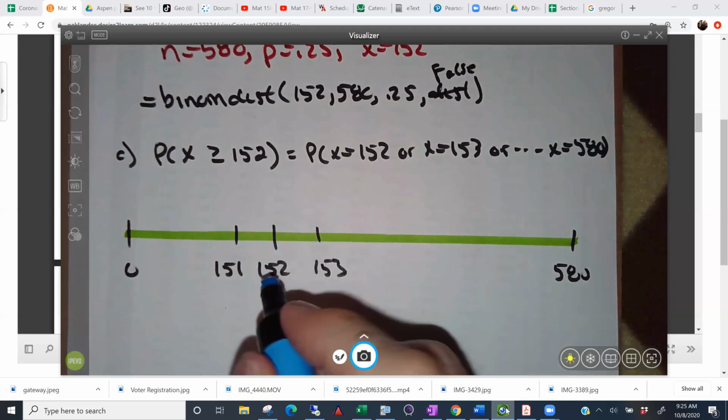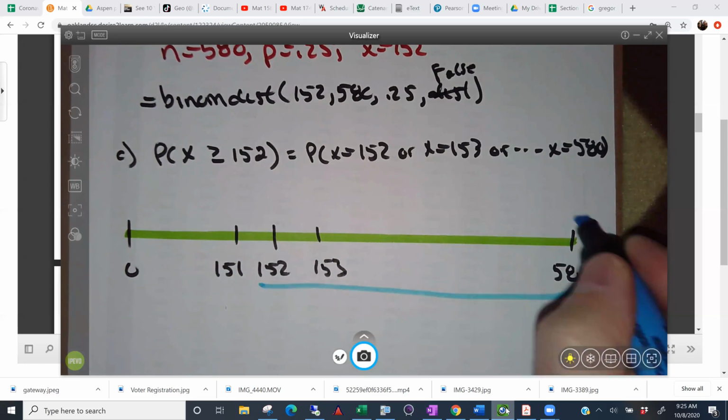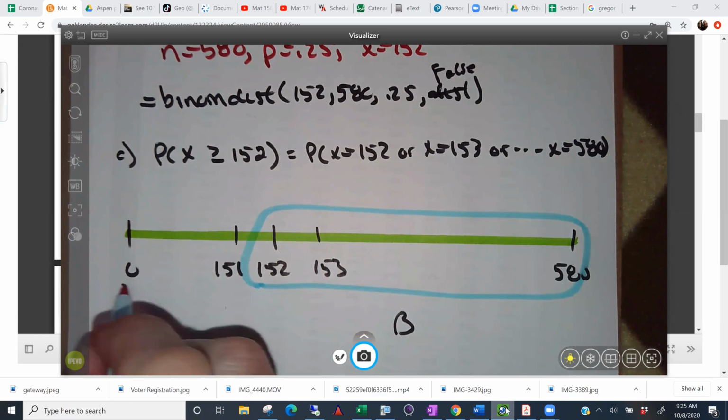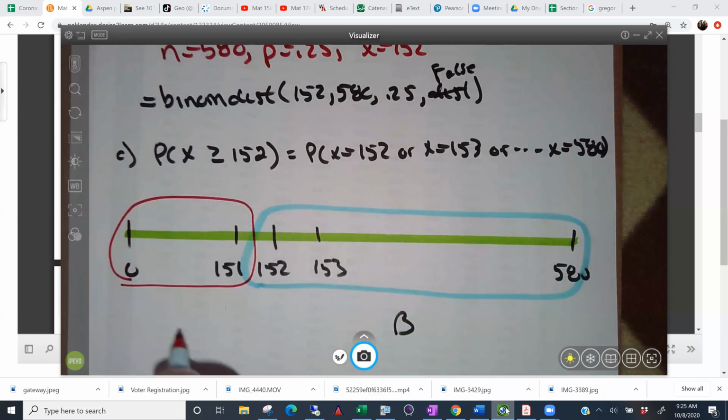So I want all these guys here. So if you want to call this, I don't know, set B, that's fine. But calculating that directly would be a lot of work. So what other choice do I have though? Well, I'm glad you asked. Another possibility would be this. If you like, we can call that B bar.